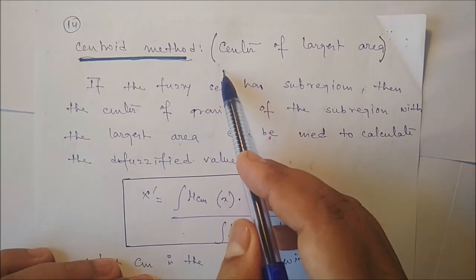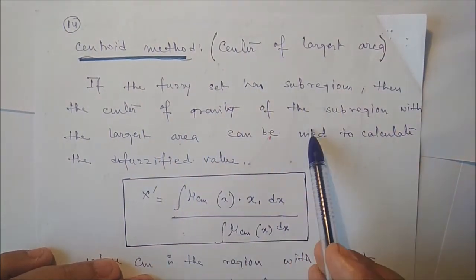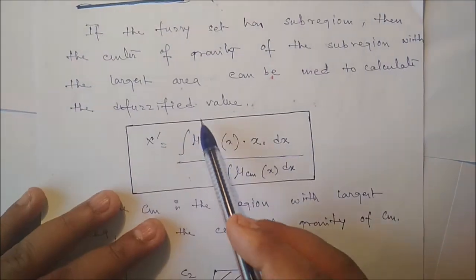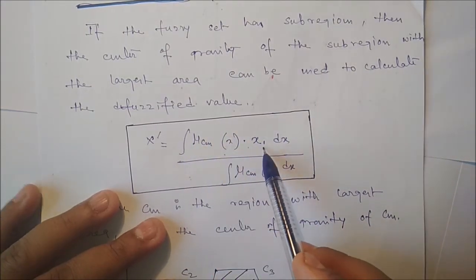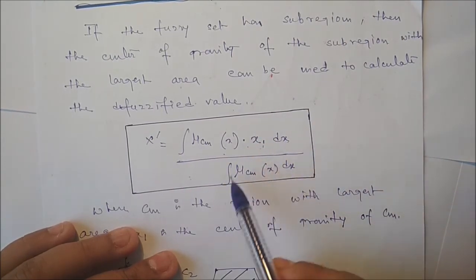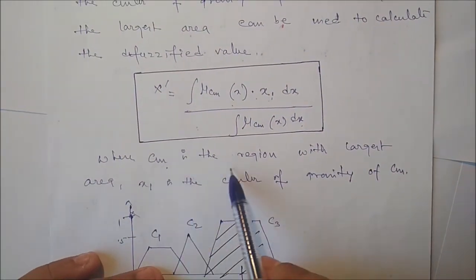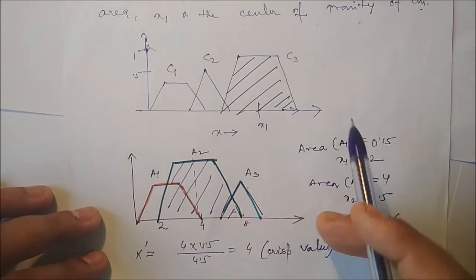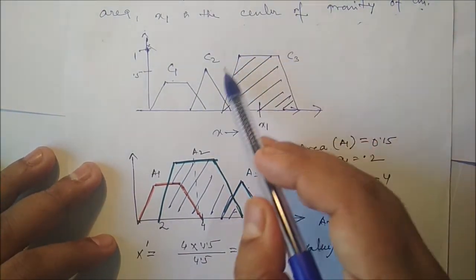Next we can say centroid method or center of largest area. If the fuzzy set has subregions, then the center of gravity of the subregion with the largest area can be used to calculate the defuzzification value. So x dash will be mu cx, the membership value of the largest area, times x1, the center point of the largest area, divided by the integration of mu cx dx, that is the area. Here cm is the region with the largest area, and x1 is the center of gravity of cm. In this case c1, c2, c3 are there, and the largest area is c3. So you have to consider only this particular part.